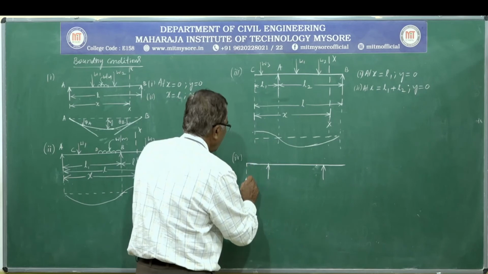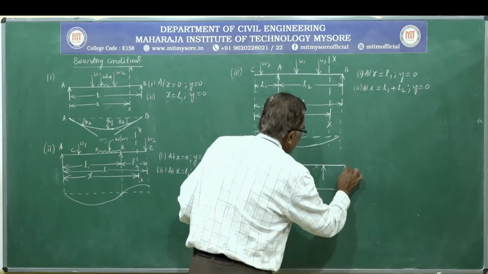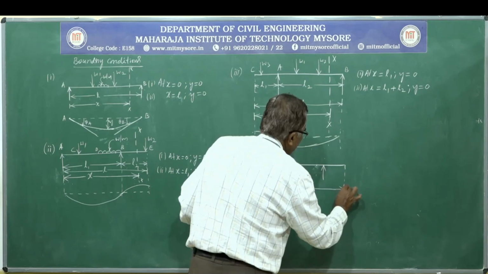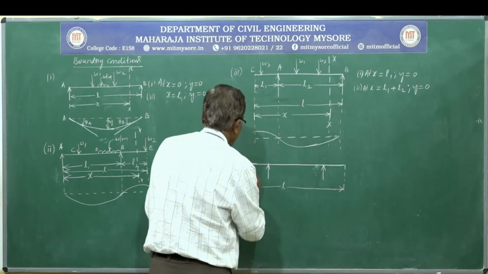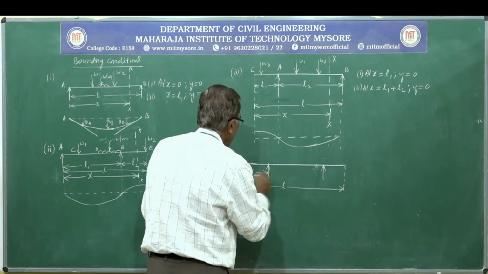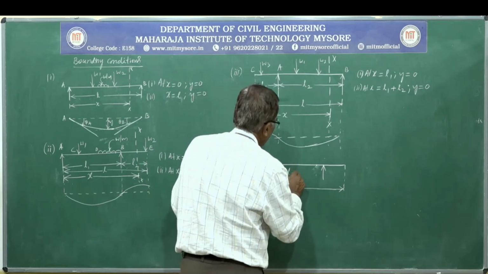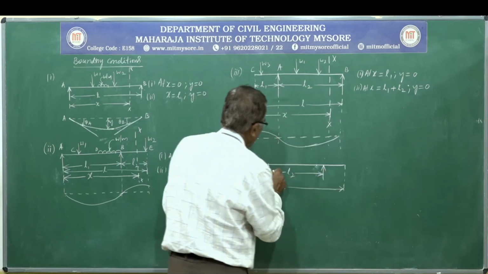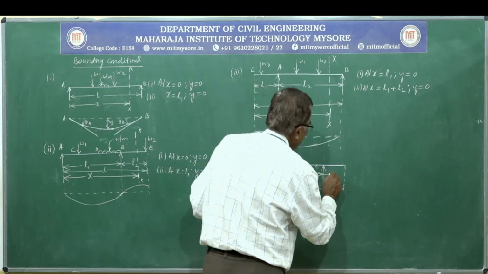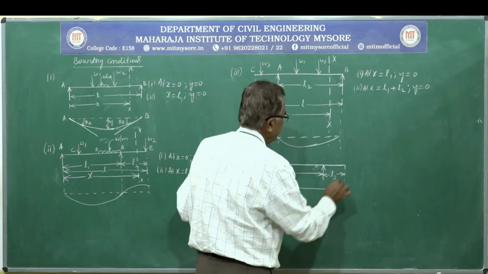Again, let L be the total length of the beam. L1 is the length from the origin to the first support, L2 is between the supports, and L3 is from the right support to the end.